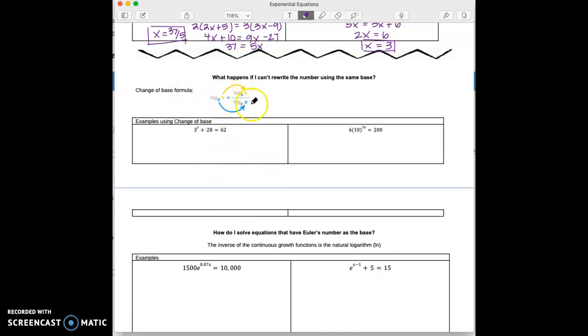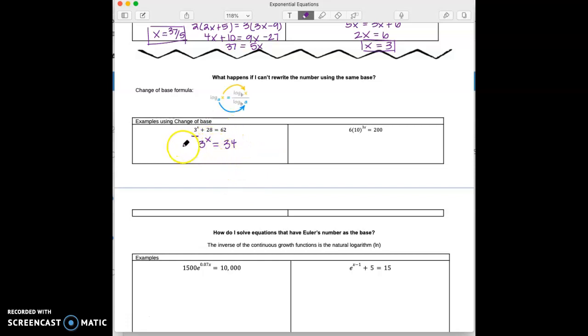And that's where our change of base formula comes in that we talked about in our introduction to logarithms lesson. So again, I need to get whatever the exponential argument is by itself. So this 28 has to be subtracted from both sides. So we would take 62 and subtract 28, which is 34. And I can't rewrite 34 as a base of 3. So this is where we're going to use our logs.